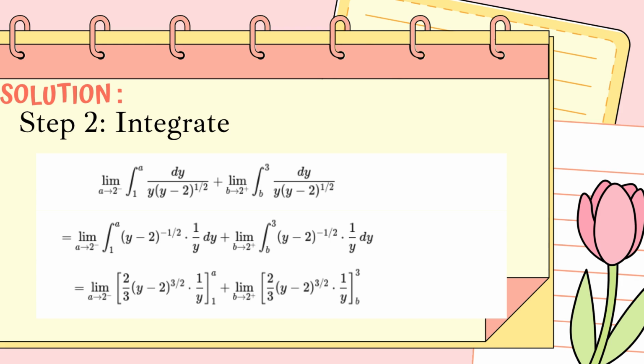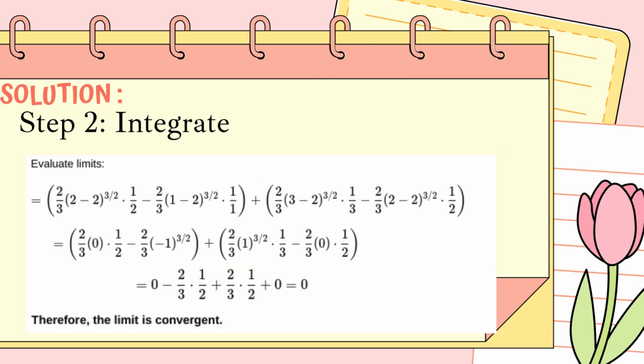So we have here the limit of 2 over 3 times y minus 2 raised to the power of 3 over 2 times 1 over y from 1 to a, where a approaches 2 from the negative side, plus the limit of 2 over 3 times y minus 2 raised to the power of 3 over 2 times 1 over y from b to 3, where b approaches 2 from the positive side. Then we will evaluate the limits.